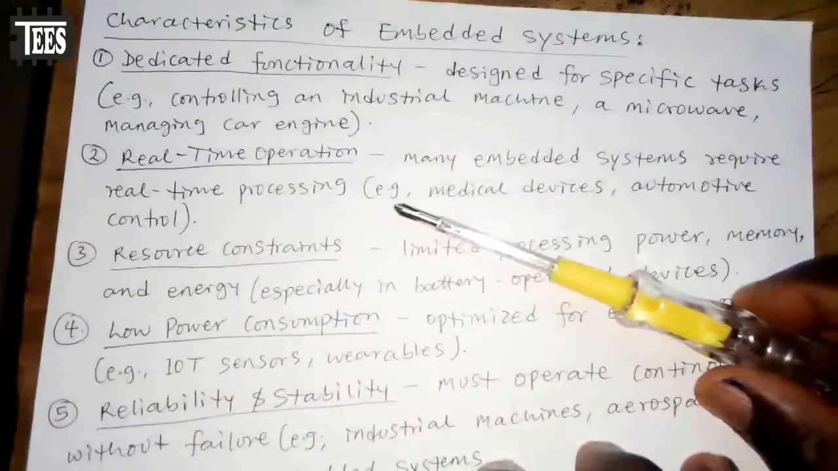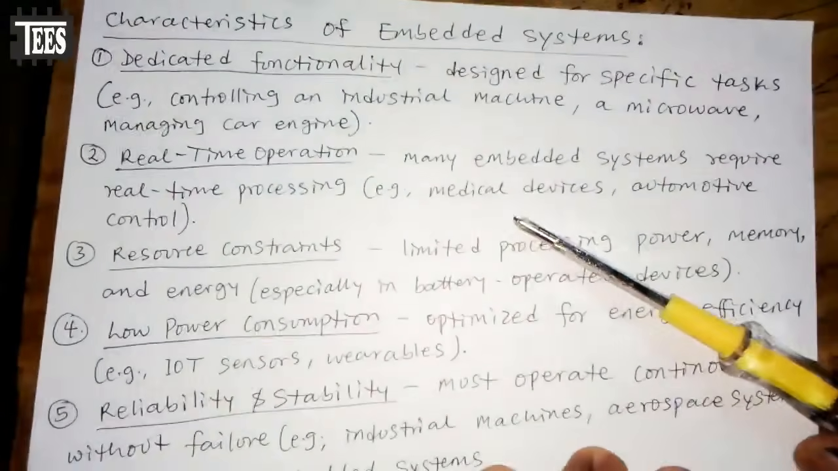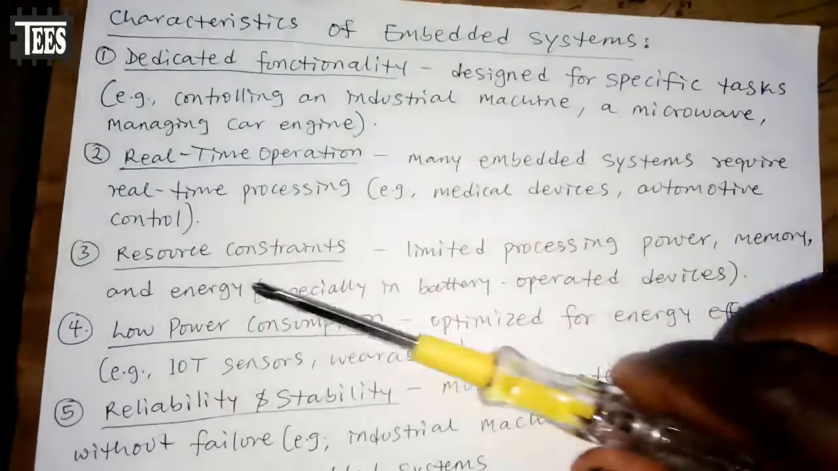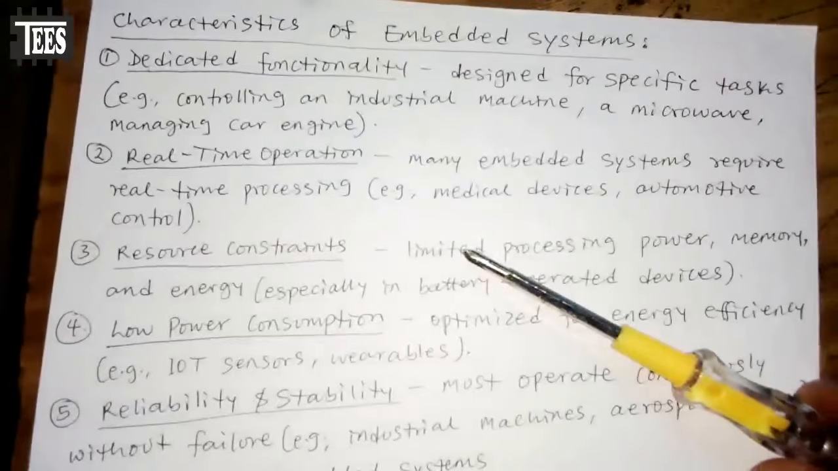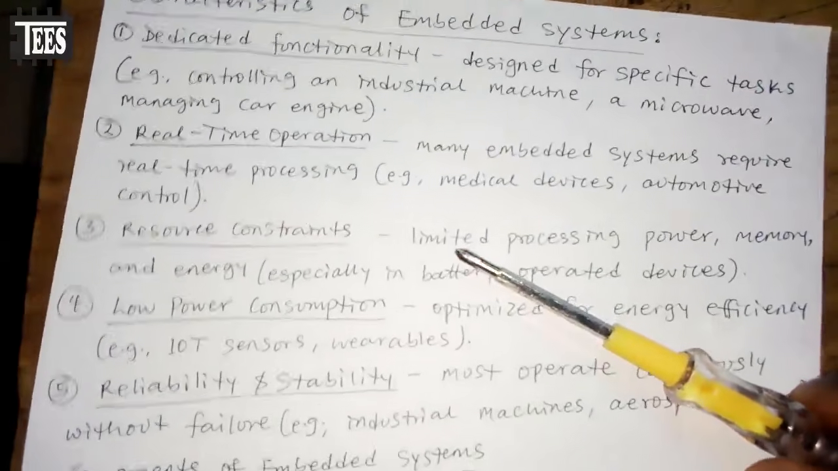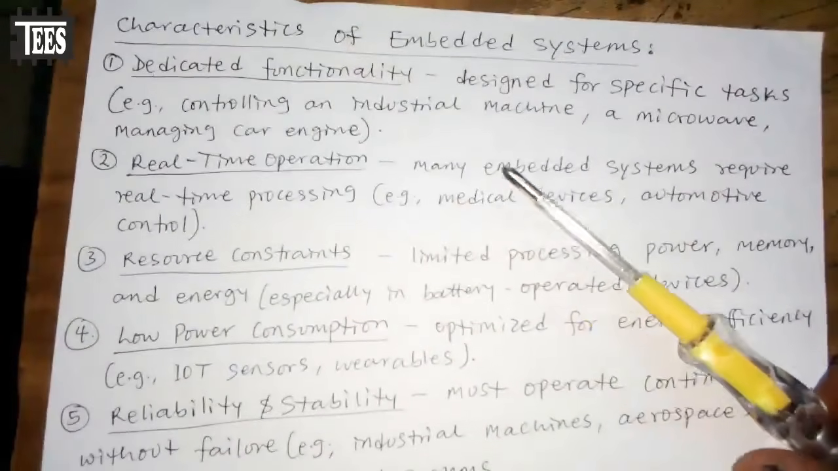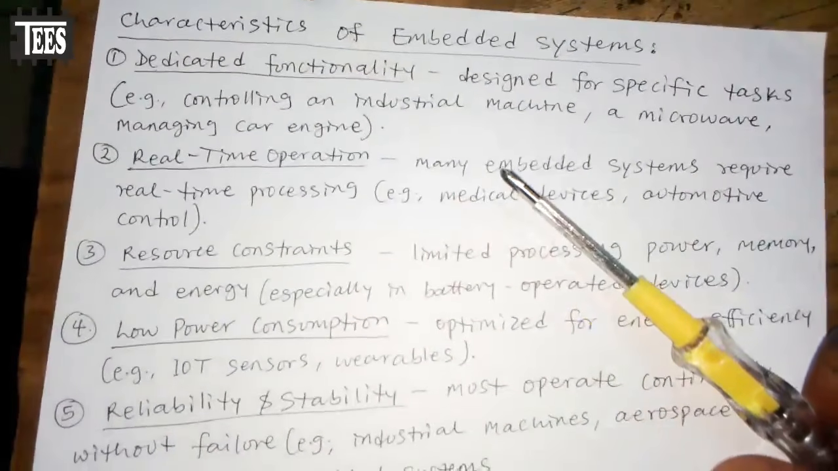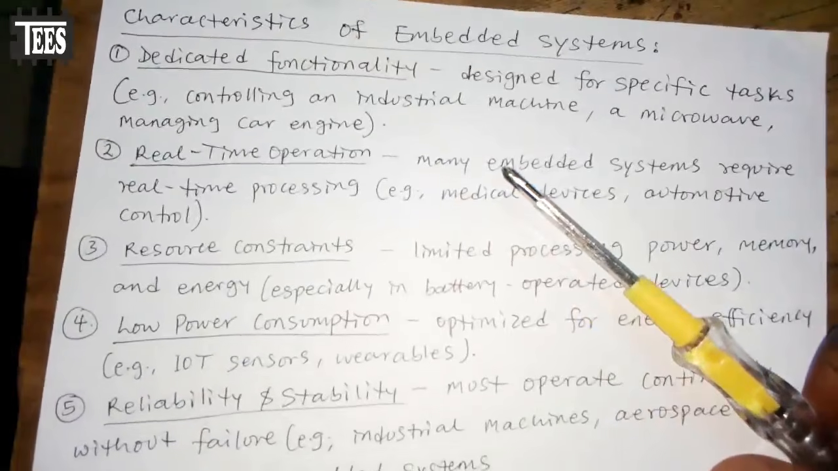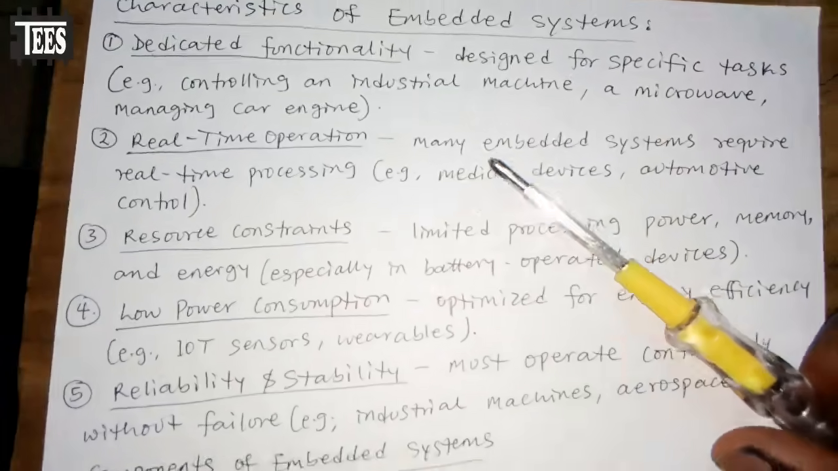Then real-time operation. Many embedded systems require real-time processing. Example, medical devices, automotive control. It means as you are sending signals, it is responding to the signals. You understand? So that's what I mean by real-time operation. For example, you are taking a reading using your voltmeter, and at that moment you are seeing the output displayed on the screen.